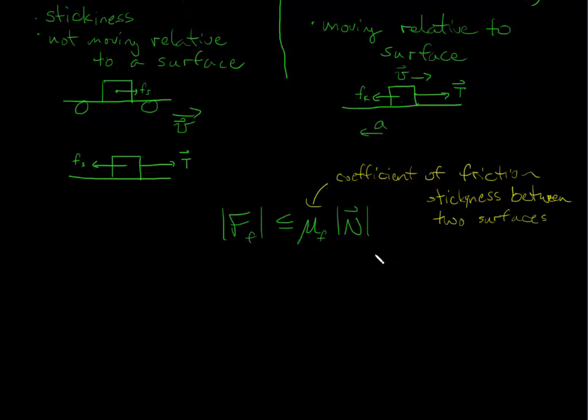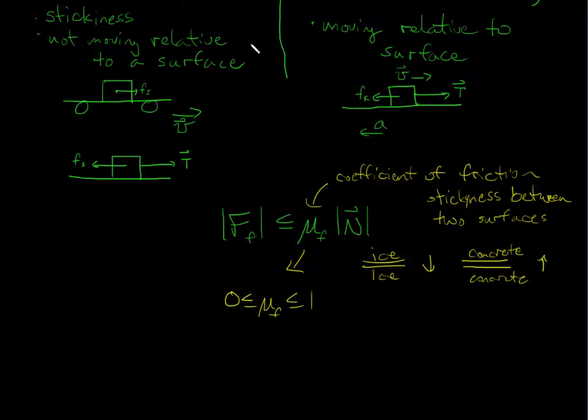So if it was ice on ice, you would have a very low coefficient of friction. Concrete on concrete, very high. So high coefficient of friction. The coefficient of friction goes from 0 up to 1. Of course, if it's equal to 0, then we have no frictional force. And then 1 would be a maximum, although in reality we can get values greater than 1. Melting rubber on a road, that sort of thing.